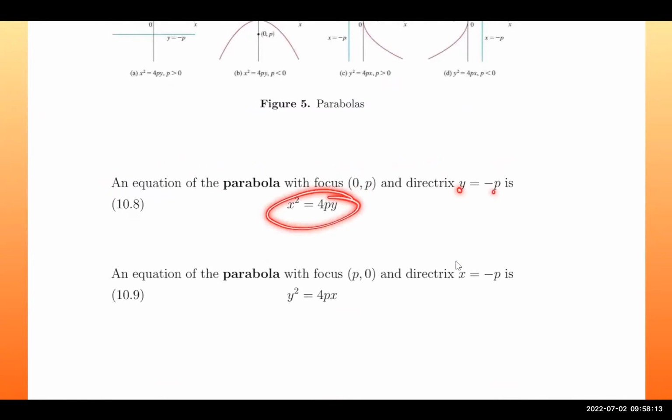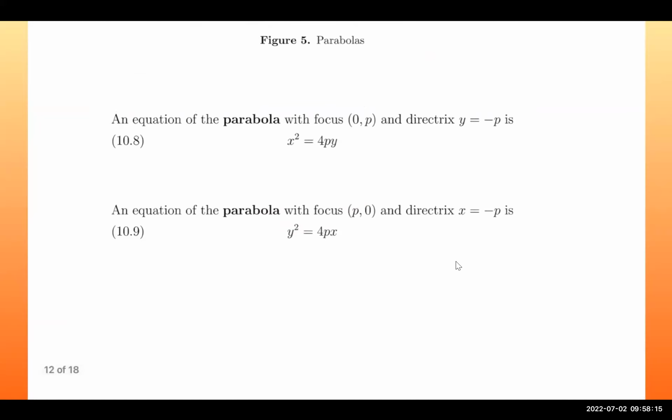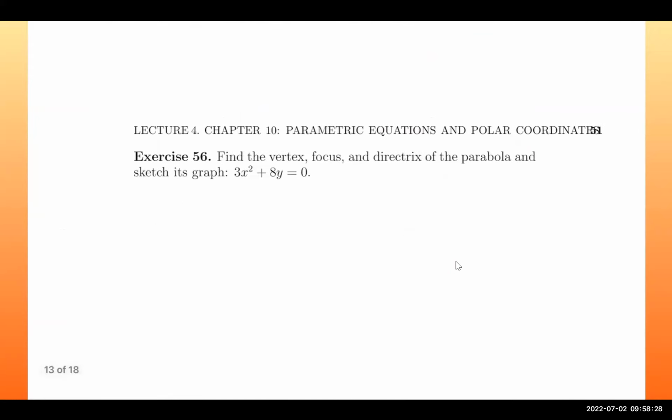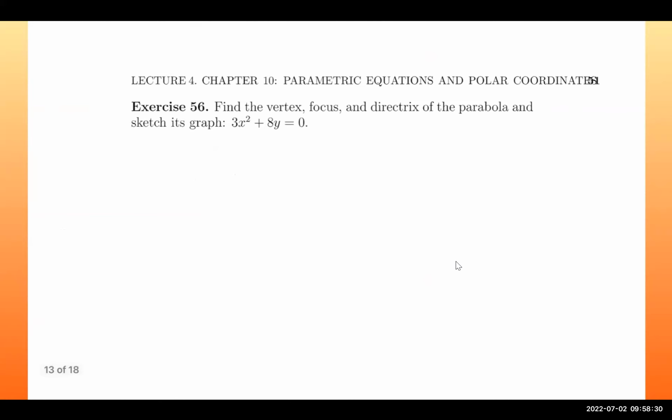All right, so in general, an equation of a parabola with focus (0, p) and directrix y equals negative p will look like this. And the parabola that opens to the left or the right will look like this. So this is either opening upward or downward. This is opening either to the right or to the left.